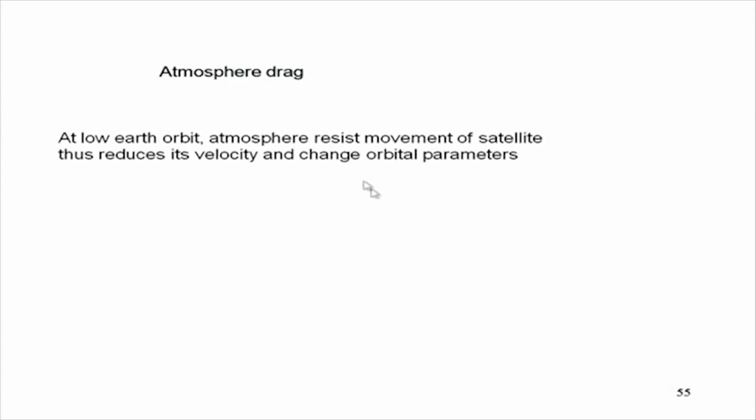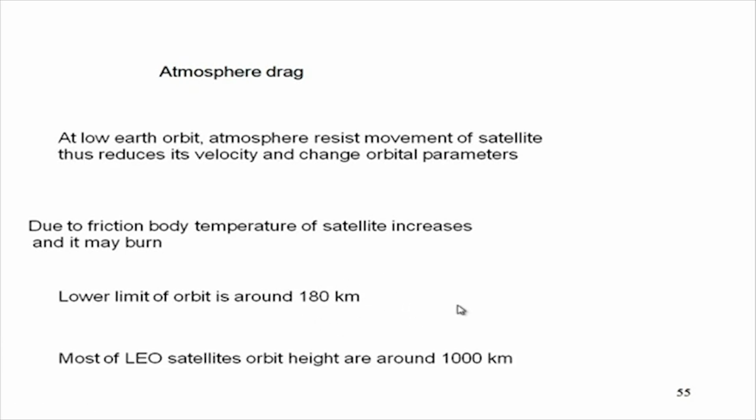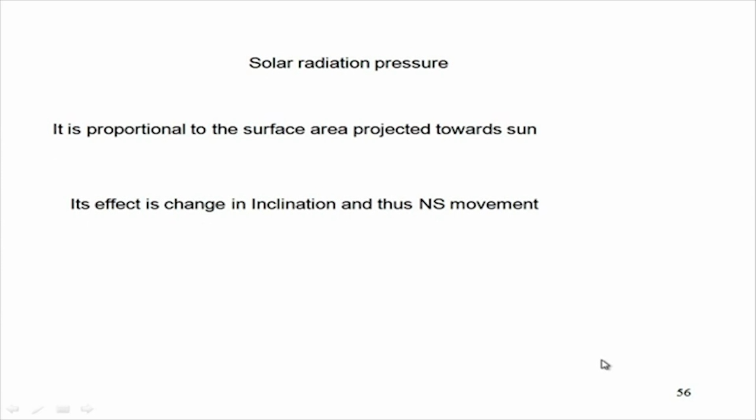Other things are atmospheric drag. In low Earth orbit, the atmosphere resists the movement of the satellite and reduces its velocity in the orbital plane, and due to friction the body temperature of the satellite increases, and it may burn. Normally satellites are launched above 180 kilometers; they are not brought below that. This is just a rough number, not very precise, because the atmosphere density is different at different places and times, and most LEO satellite orbits are within 1000 kilometers of the Earth.